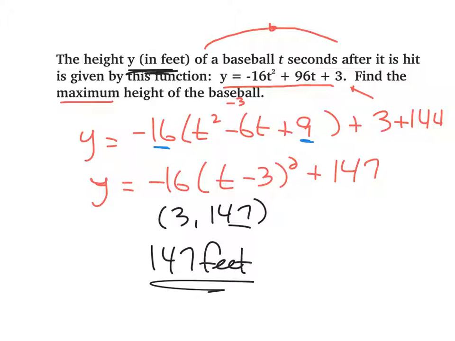All right, that's all I got today. Complete the square. Half the middle, square it, add to both sides. Or if it's vertex form, half the middle, square it, add, and then subtract it from the same side.